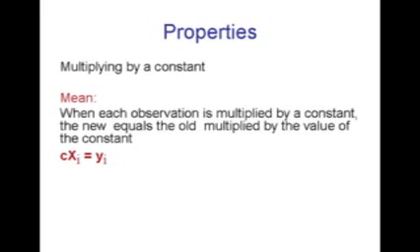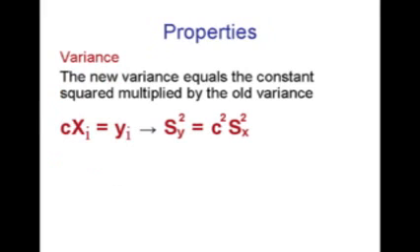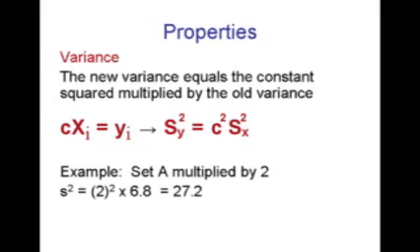As with adding a constant, the mean is affected accordingly when multiplying observations by a constant. When each observation is multiplied by a constant, the new mean equals the old mean multiplied by the constant. For example, if we multiply set A by a constant of 2, our mean now becomes 10, which is the same as 5 times 2. When multiplying observations by a constant, the variance is affected in a peculiar way. The new variance is the constant squared multiplied by the old variance. Once again, if we multiply example set A by 2, our variance will be 6.8 times 2 squared, which is 27.2.